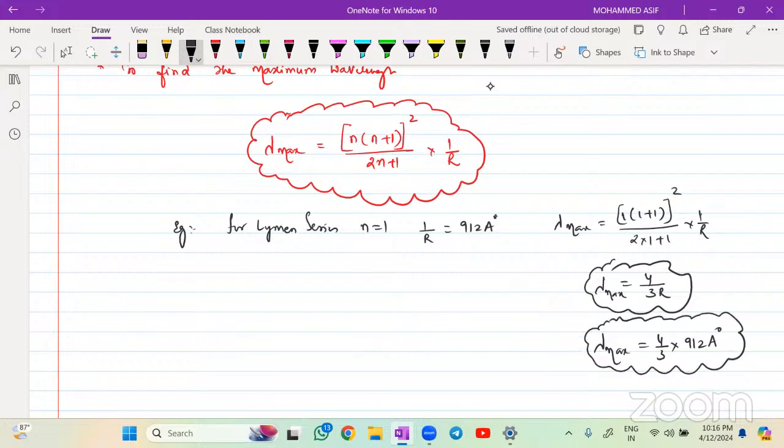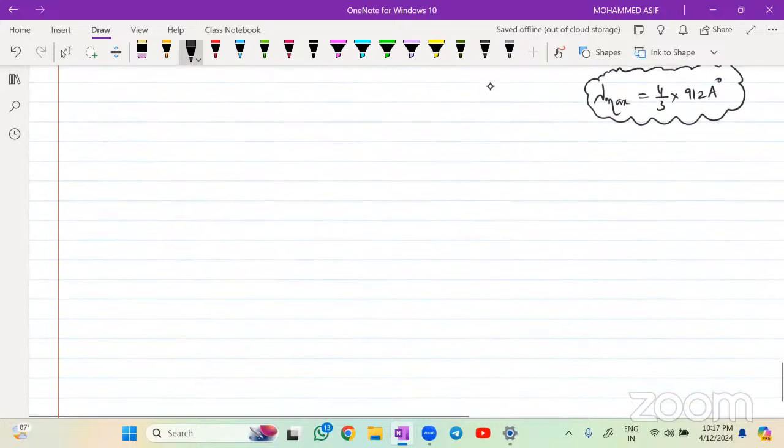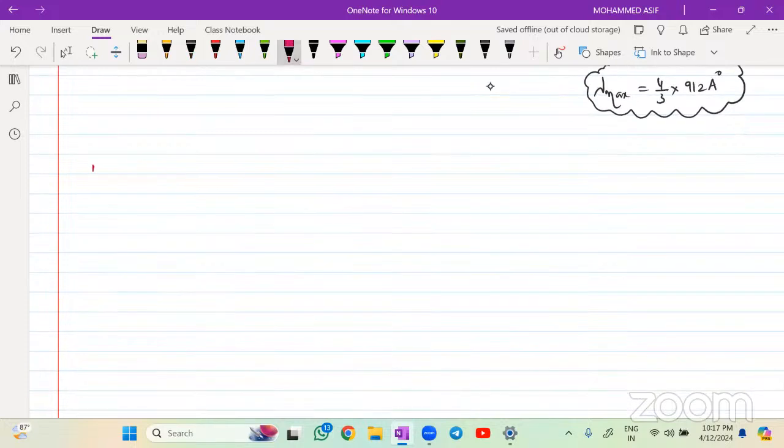This has been asked in NEET. It was asked in the 2013-14 examination: what are the general values of your lambda max for the first one and the second one? Let's see, this is a question asked in NEET 2013.